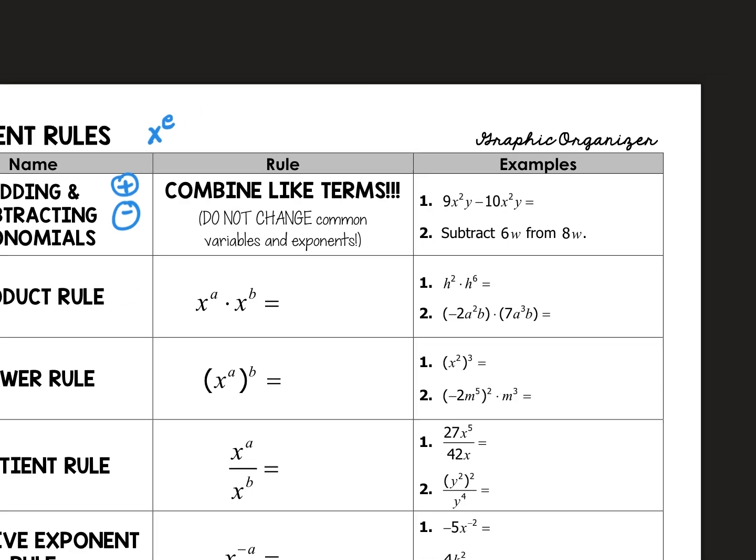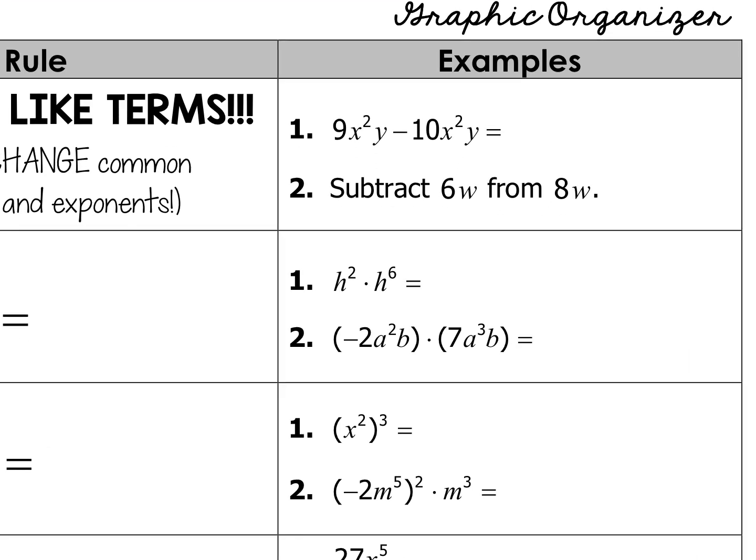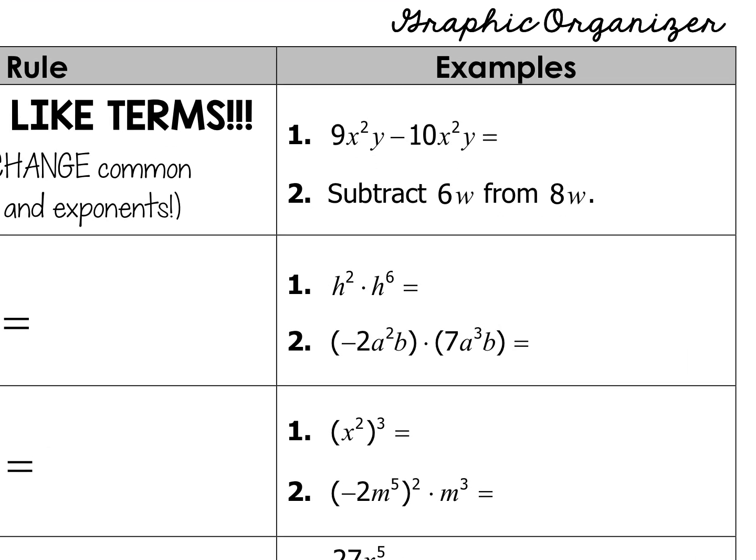So let's look at some examples. If I'm looking at 9x squared y minus 10x squared y, make sure I'm seeing I have an x squared here, I have an x squared here. Yep, I have a y here, y here. So the numbers don't have to be the same, but our variables, they do. These have to be the same in order for us to combine them together.